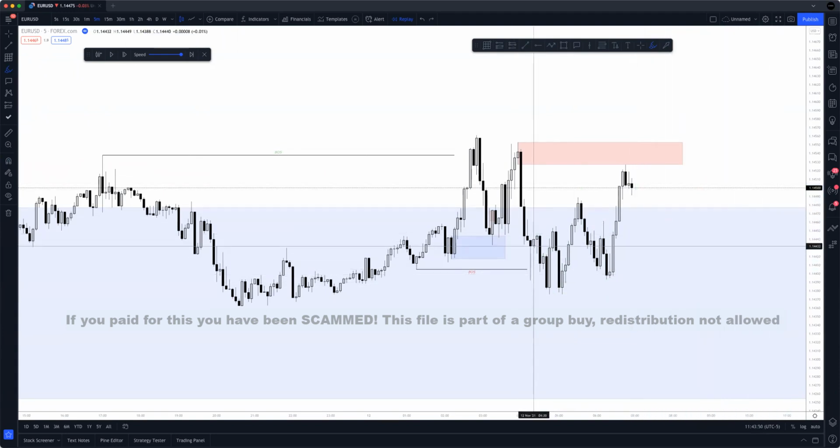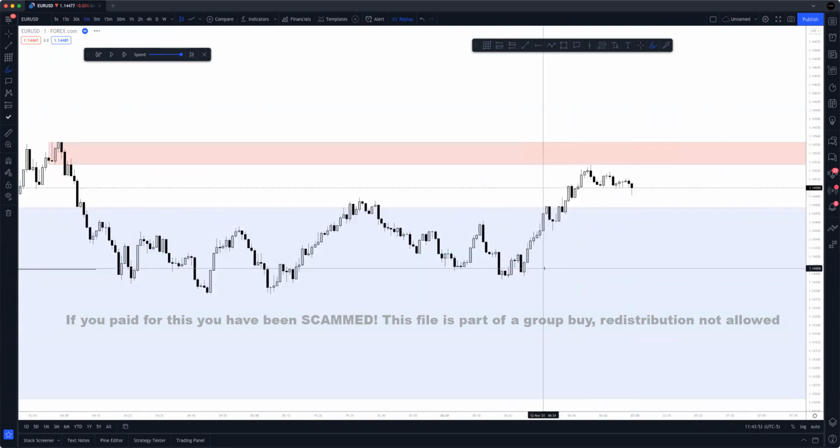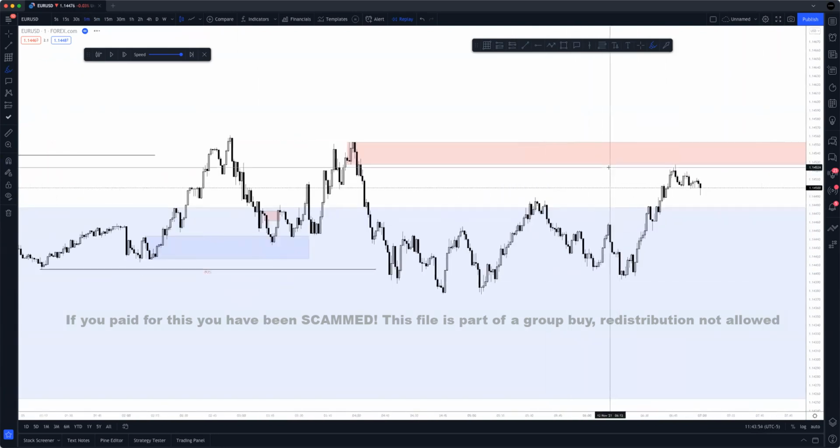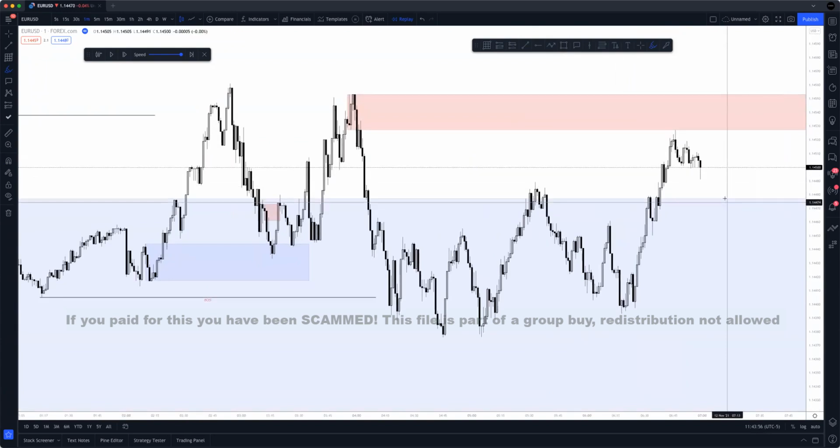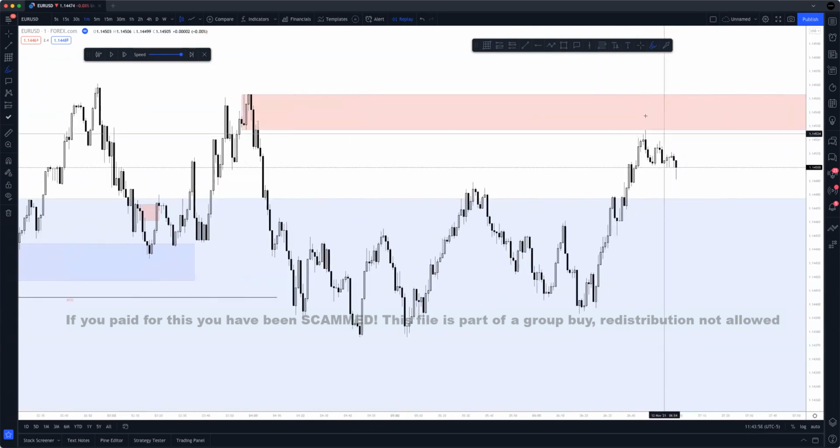So let's just play price through. Let's go to the 1 minute and start watching what's going on. So we've tapped into, you know, kind of supply very, very briefly. And now it's just a matter of, okay, well, at what point do we sort of get in here?